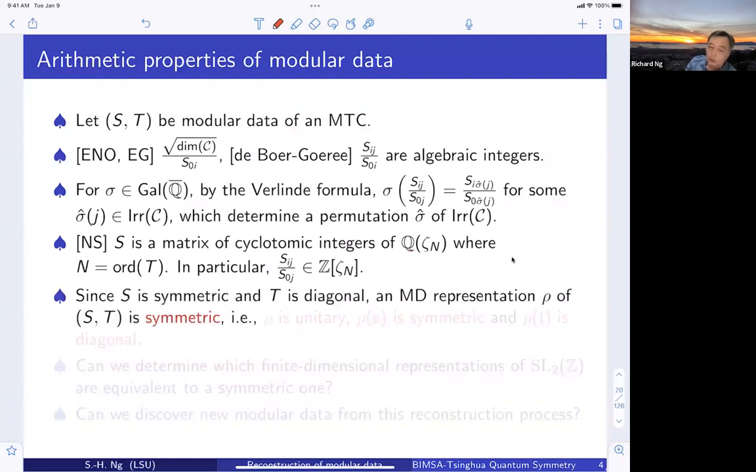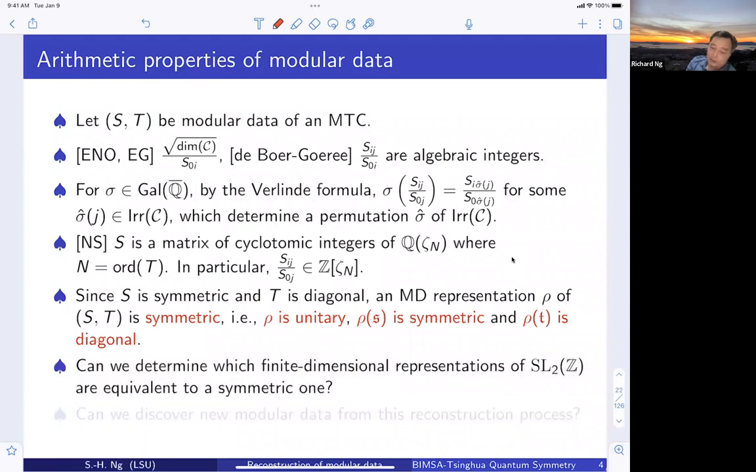Another property which is automatic: the S matrix is symmetric and T is diagonal. So when you rescale it to get a representation, the representation is also symmetric in the following sense. The MD representation rho is unitary, as proved in the Ng-Wang paper, and the symmetry is obvious because you just rescale the S matrix of the modular data, and rescaling a diagonal matrix is still diagonal. So we call this type of representation of SL2C symmetric.